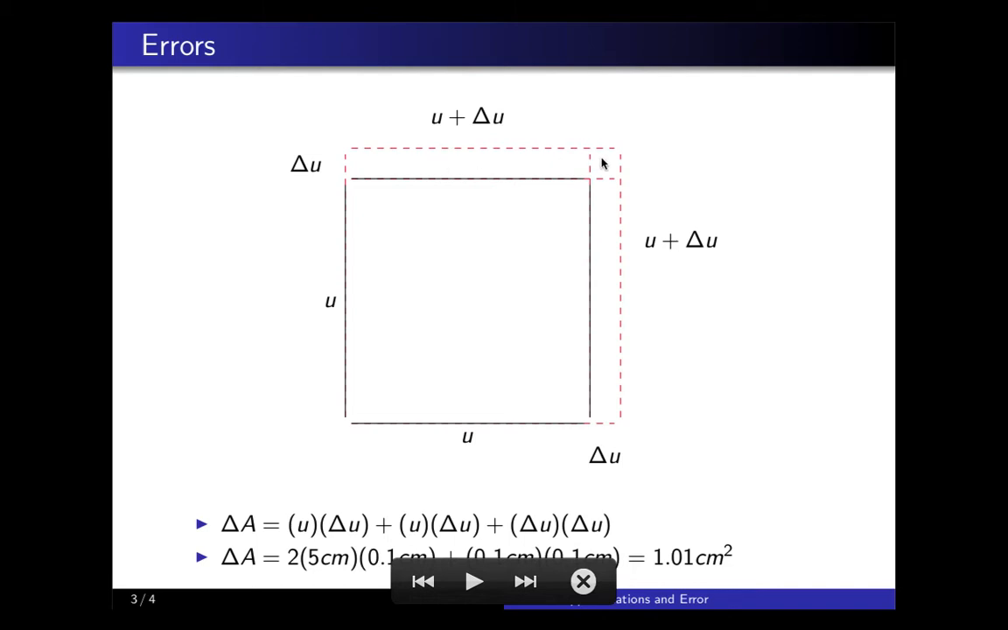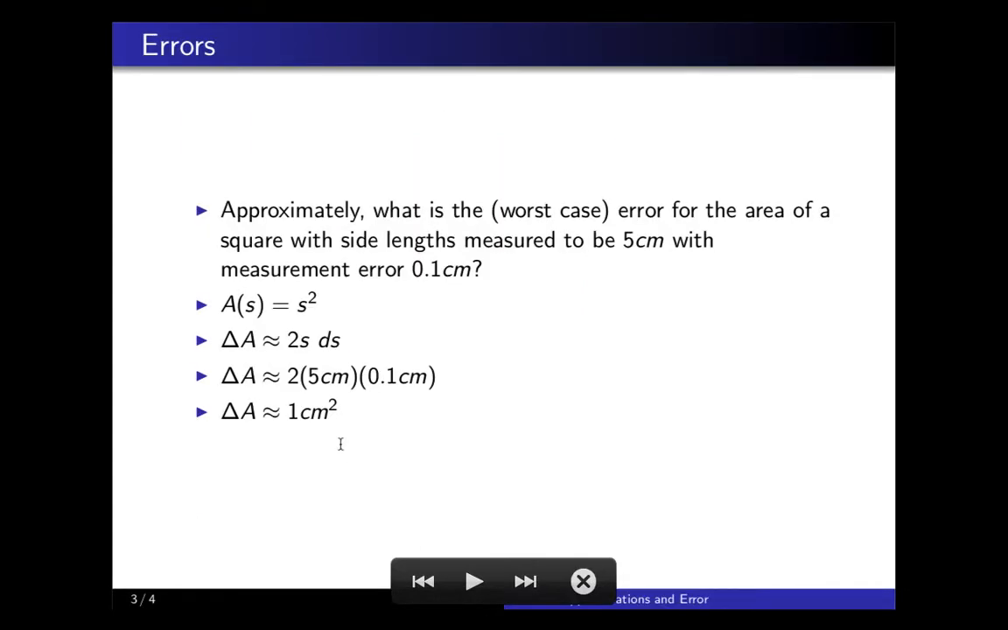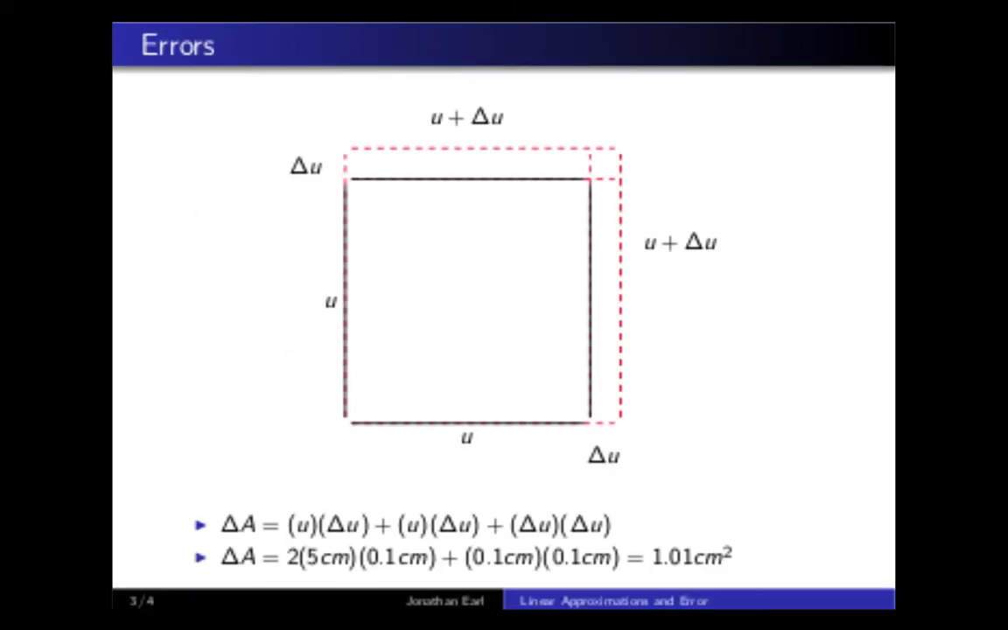So the exact change in the area that you could wind up with is just the sum of the areas from these three pieces, and that sums up to 1.01 square centimeters. What we did was just approximate the worst case change in the area, and we found it's 1 centimeter squared. So by finding the derivative, we can simplify out a lot of the work that we would need to do.